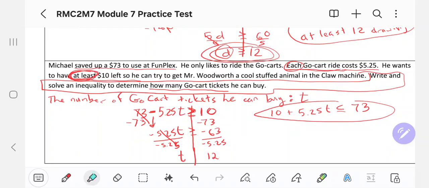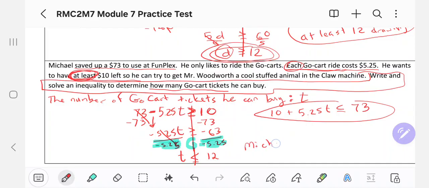And since I divided by a negative on both sides, that shows me I have to flip that sign. All right, so then we have to say that t actually has to be less than or equal to instead of greater than or equal to. All right, and then interpret it. So he has to spend less than or equal to 12 tickets. So the number of go-kart tickets he can buy.